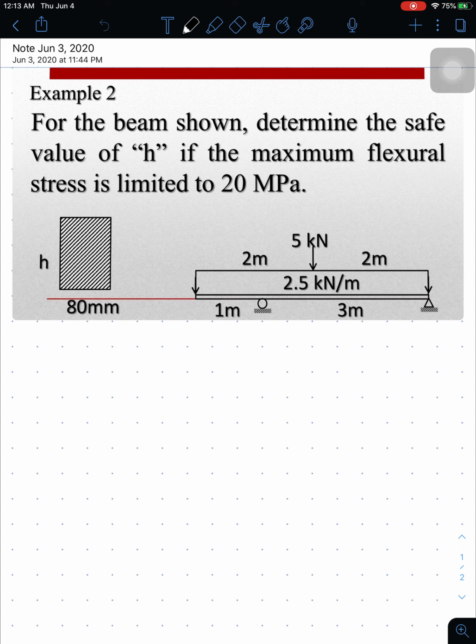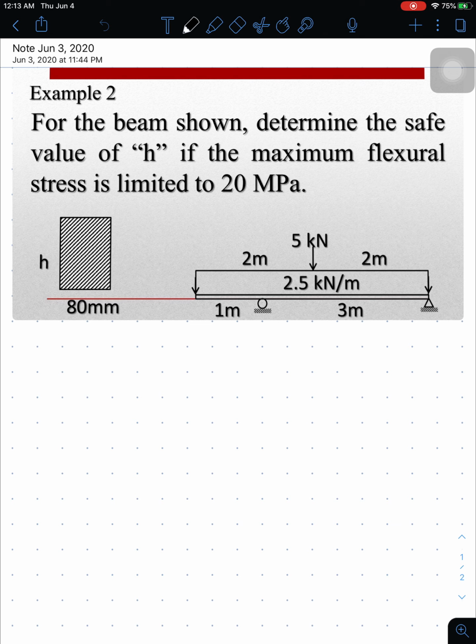So, example number 2. For the beam shown, determine the safe value of H if the maximum flexural stress is limited to 20 MPa. So, we still have a rectangular section and we're trying to solve for H. And then we have the beam here.